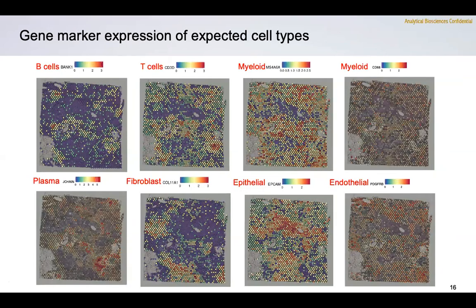Before performing SPOTlight, we also looked at the expression of some canonical markers in our Visium data. For example, BANK1 for B cells, CD3 for T cells, MS4A6A and CD68 for myeloid cells, EpCAM for epithelial cells, and so on. By just looking at the expression of canonical markers on the Visium data, we can see the heterogeneity of the tissue, and those regions are especially distinct.